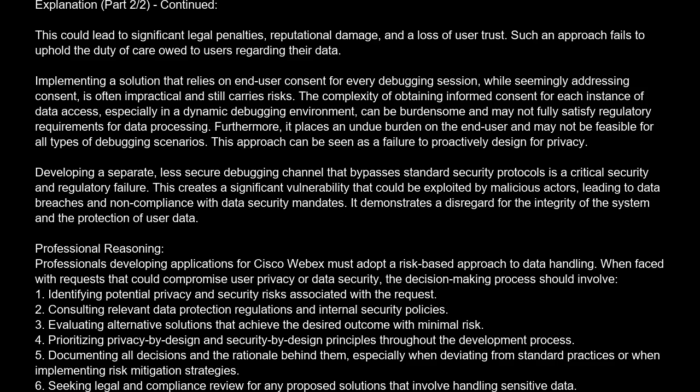4. Prioritizing privacy by design and security by design principles throughout the development process. 5. Documenting all decisions and the rationale behind them, especially when deviating from standard practices or when implementing risk mitigation strategies. 6. Seeking legal and compliance review for any proposed solutions that involve handling sensitive data.